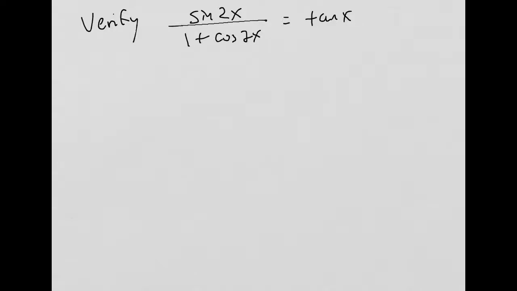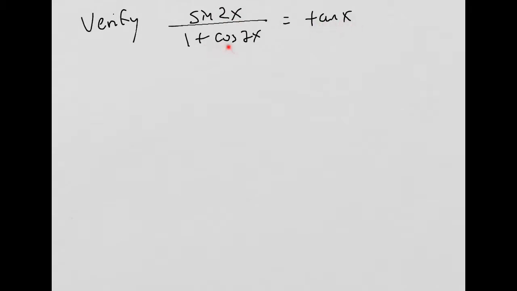Alright, so we want to verify this identity. The sine of 2x divided by 1 plus cosine of 2x is equal to the tangent of x. To verify, we usually start with the more complicated side, do some algebra, apply some identities, and then we should equal the other side.